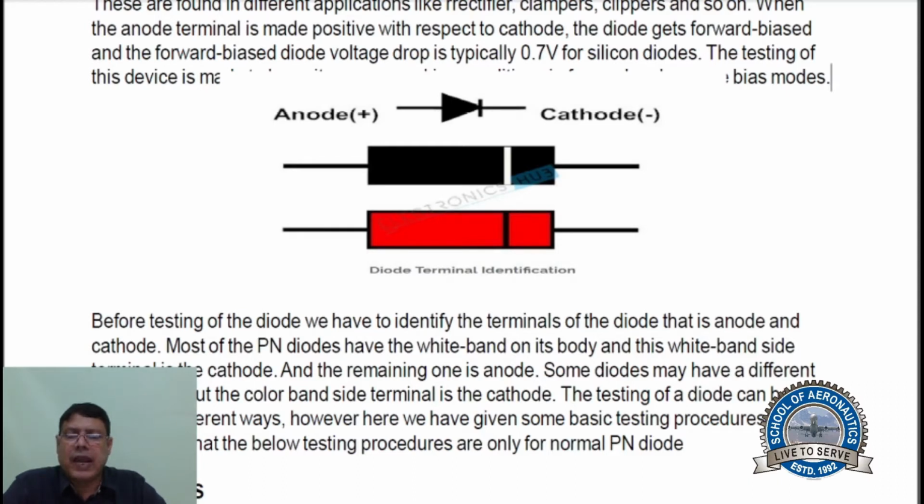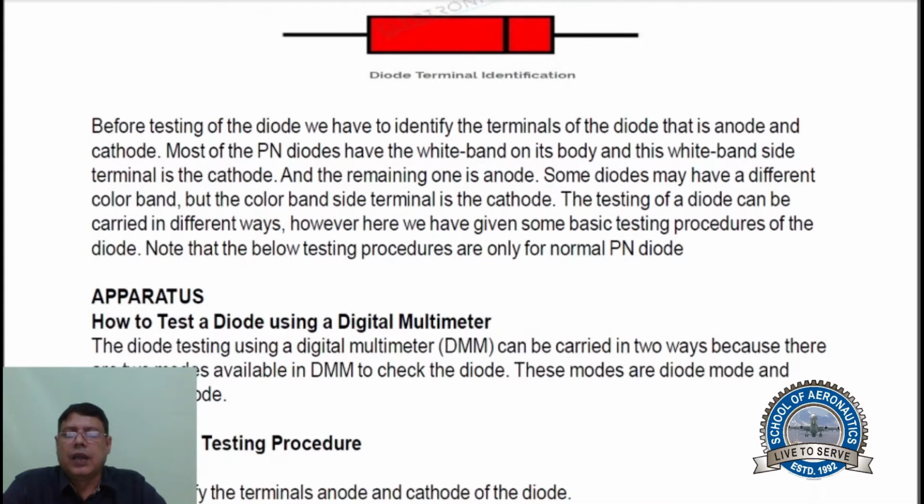The testing of a diode can be carried out in different ways. However, here we have given some basic testing procedures of the diode. Apparatus required for the experiment: a digital multimeter, connecting wires, and different types of PN junction diodes. You have to take a normal diode, light emitting diodes, and Zener diodes.